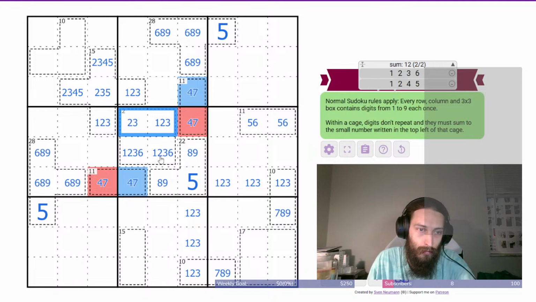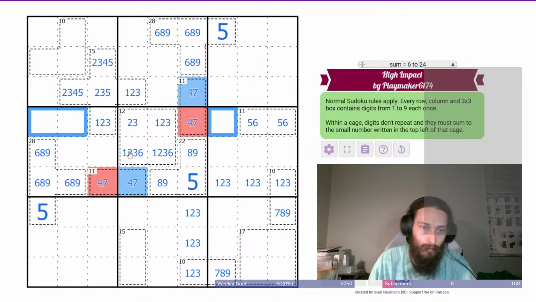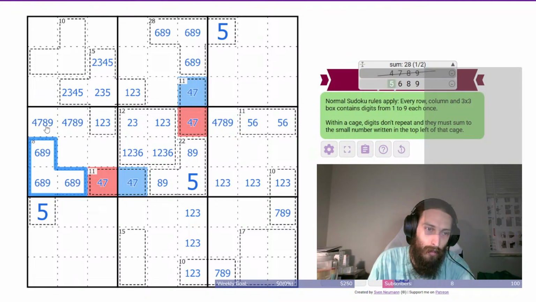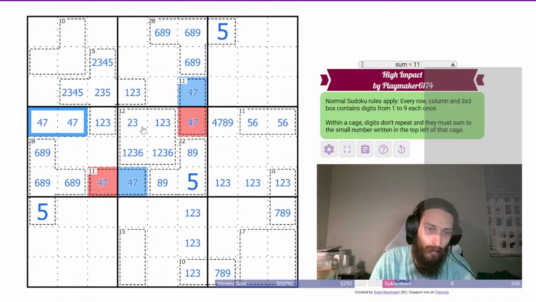1, 2, 3 triple in the row. Right. 4, 7, 8, 9. 8, 9 is ruled out of there, so that's of course... What? That can't be.